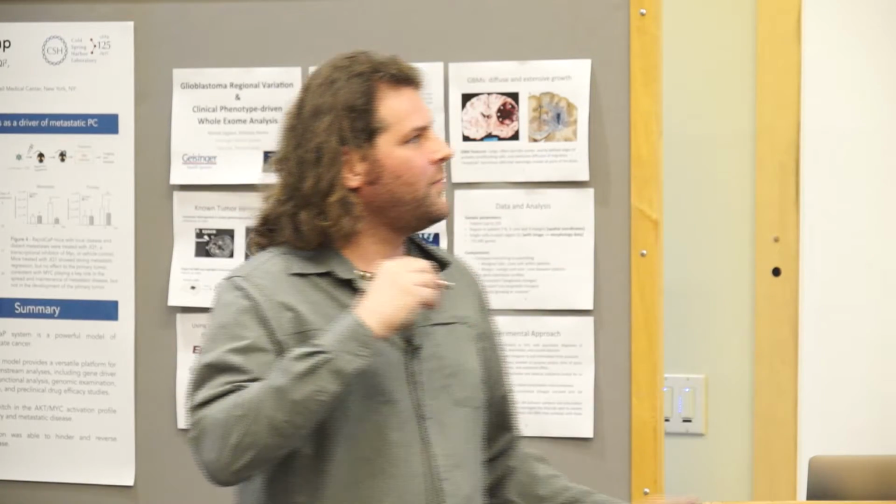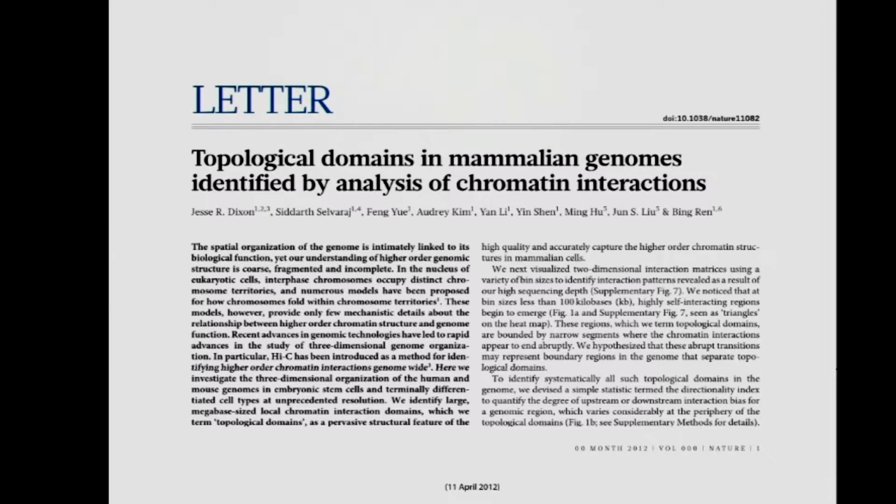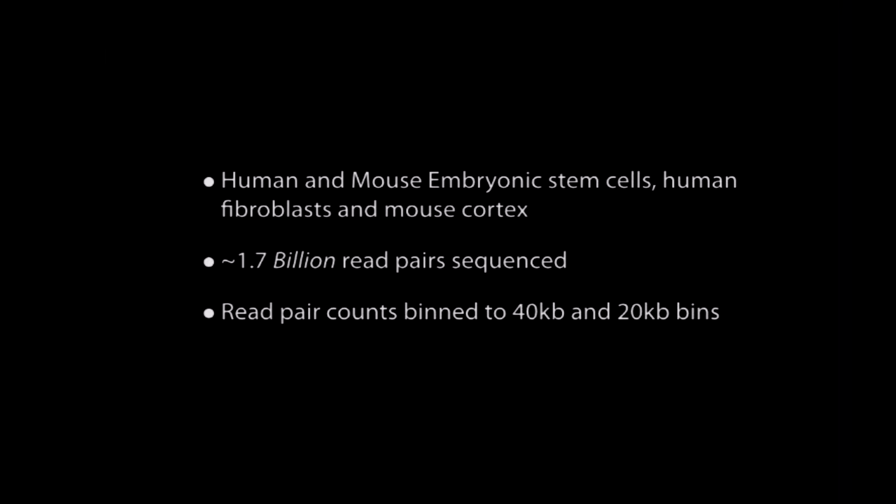Okay, so zoom forward. Really what's happening now is just sequencing is getting cheaper and higher throughput, and so we can start to do these experiments in much more detail. Jesse Dixon and Bing Ren, 2012, published this paper where instead of doing 8 million reads, they were doing on the order of 2 billion sequenced reads across a couple of cell types. They looked at human and mouse ES cells and human fibroblasts and mouse cortex. Like I said, 1.7 billion read pairs.